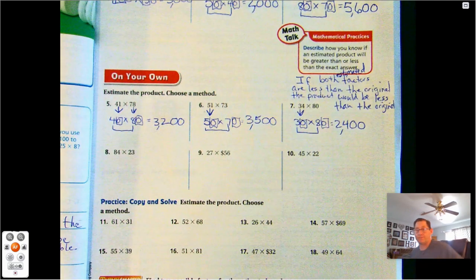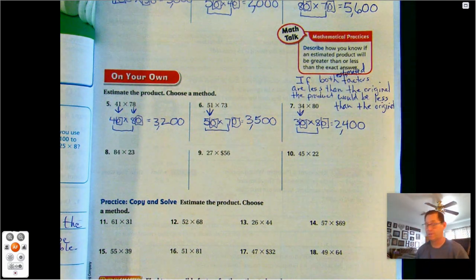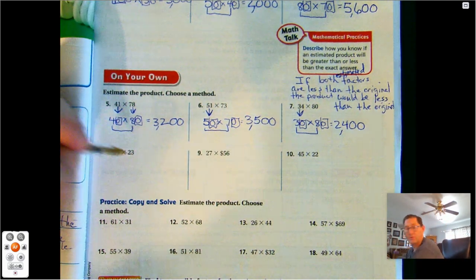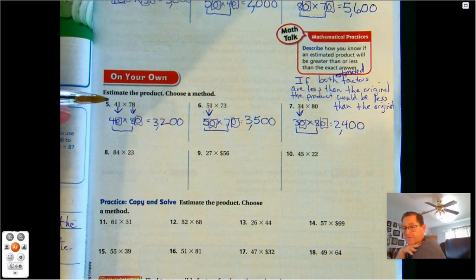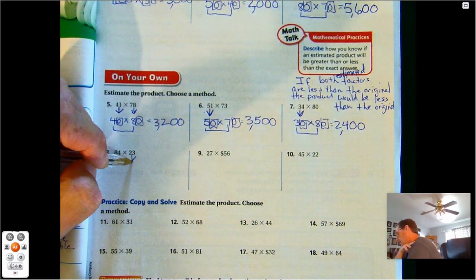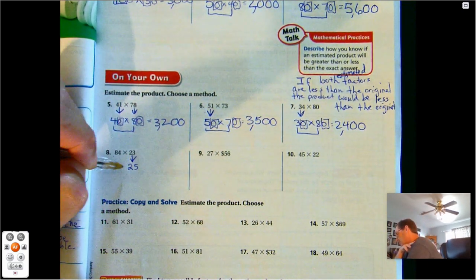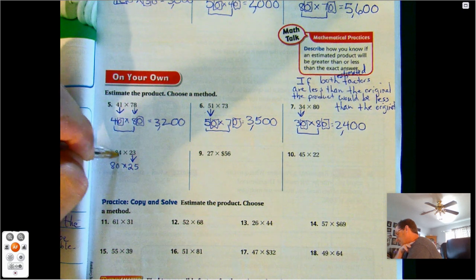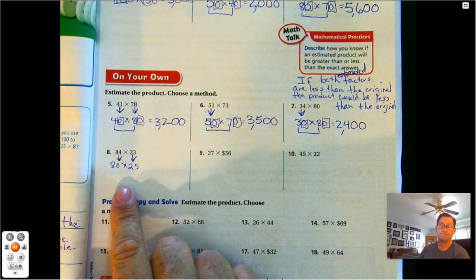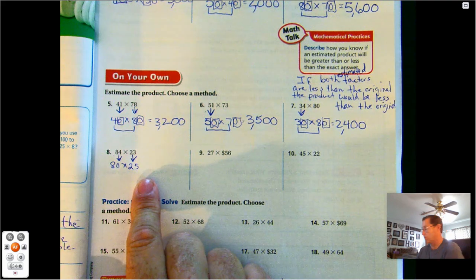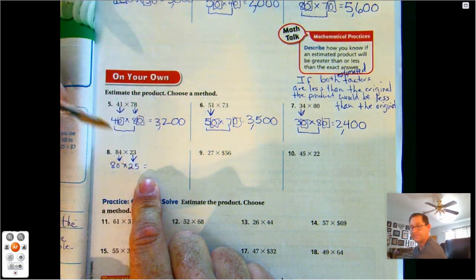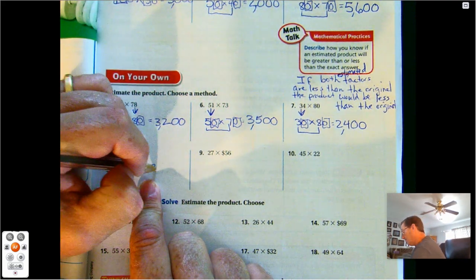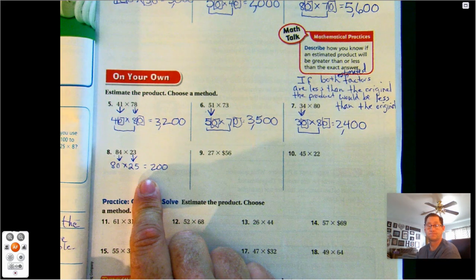Now 84 times 23. 23 is close to 25, right? I think I'm going to use compatible numbers on this one. Okay. So 8 quarters is 200. And we have 1 zero. So my estimate is 2,000 for number 8.